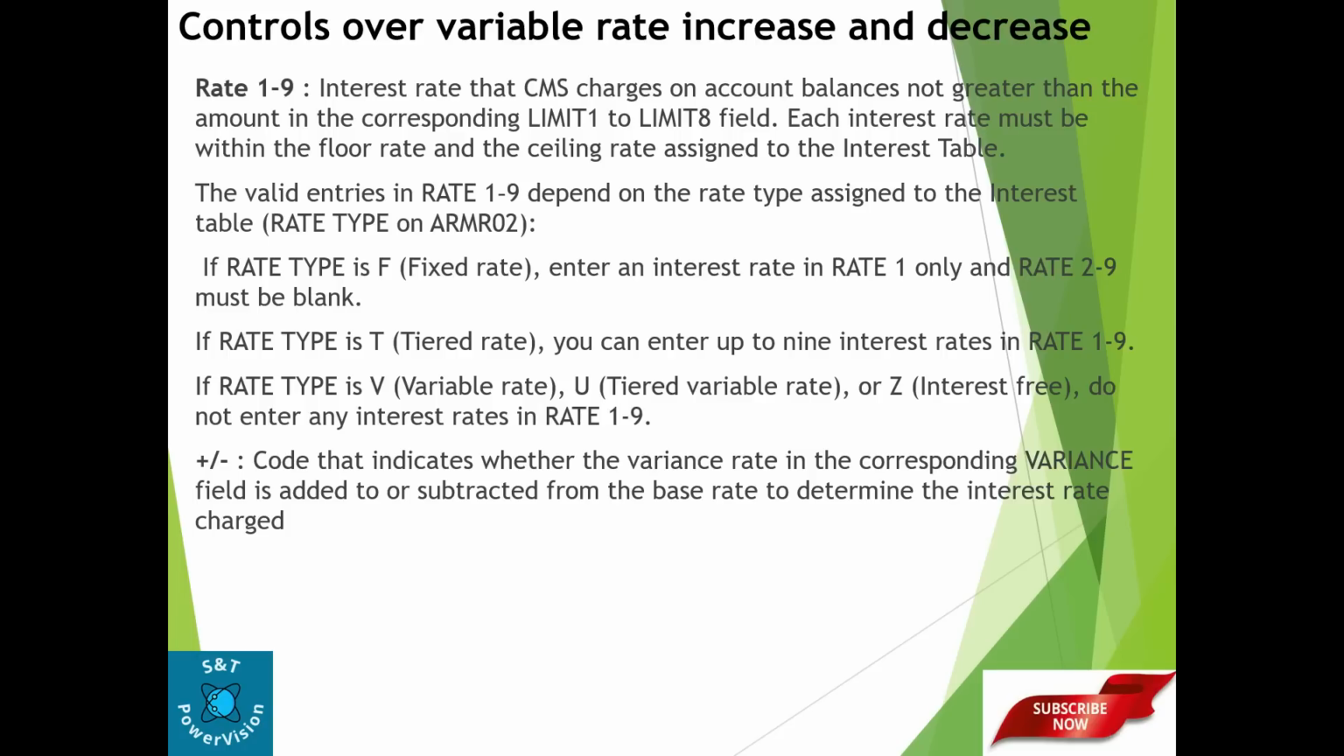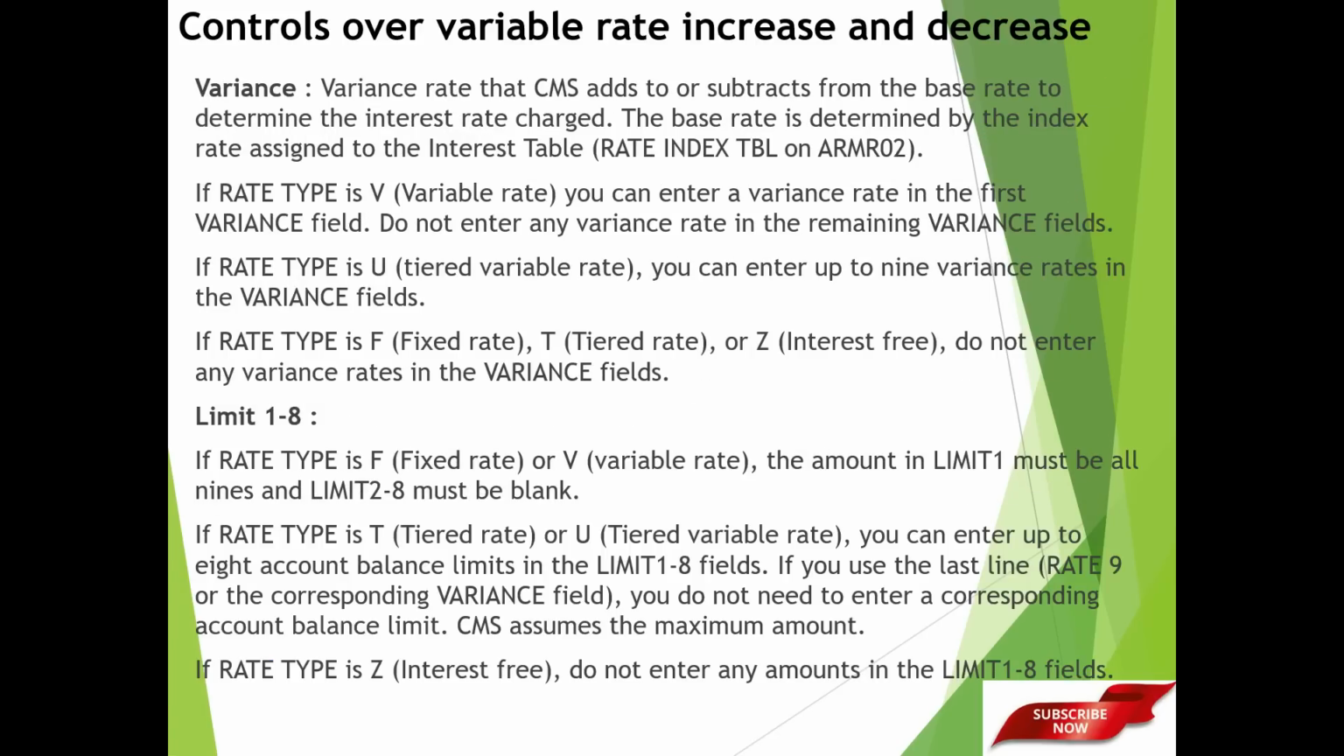Plus minus code indicates whether the variance rate in the corresponding variance field is added to or subtracted from the base rate to determine the interest rate charged. Here is the variance. Variance is the rate that CMS adds to or subtracts from the base rate to determine the interest rate charged. The base rate is determined by the index rate assigned to the interest table here.